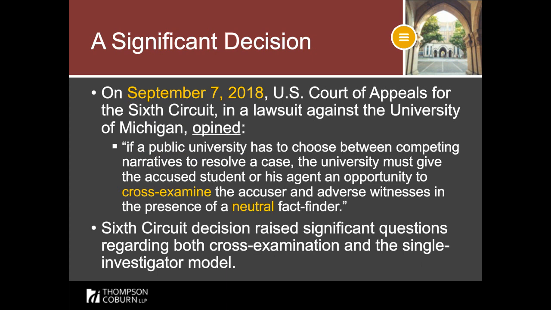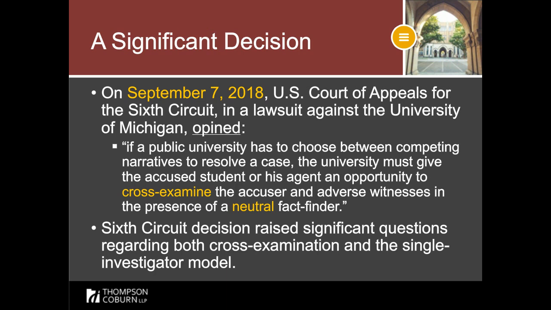Court of Appeals in the Sixth Circuit, in a lawsuit against the University of Michigan, held that if a public university has to choose between competing narratives to resolve a case, that university must give the accused student or his agent an opportunity to cross-examine the accuser and adverse witnesses in the presence of a neutral fact finder. So there were a couple of ideas that were floated here in the Sixth Circuit case. One was this notion of cross-examination, which under the prior administration and for policy reasons has been a concern, this notion that a respondent might be able to cross-examine a complainant in an incident involving allegations of sexual misconduct.